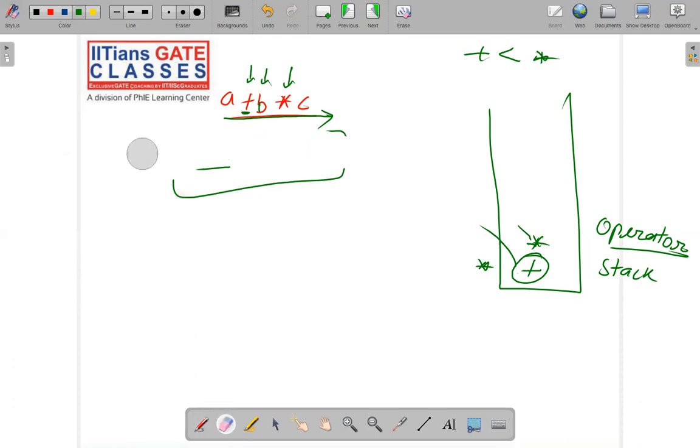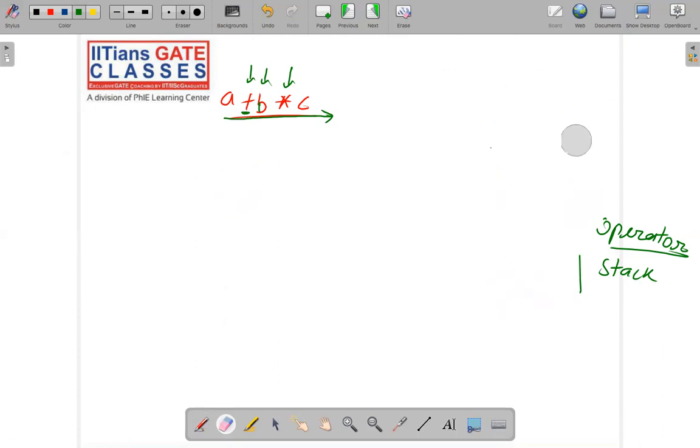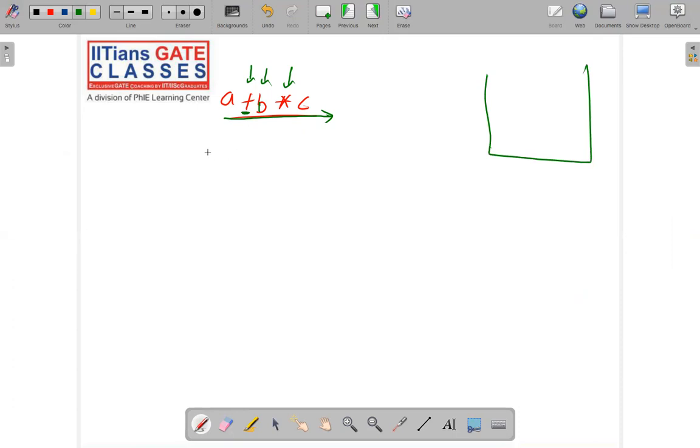Let me go step by step again. I think I have gone through it very fast. Initially, the stack is empty. A has come up. We print A. Here I'm writing the whole expression. Right now the expression is A plus B star C. Now the expression is plus B star C. I'm reading the expression and clearing it. Now the next is plus.